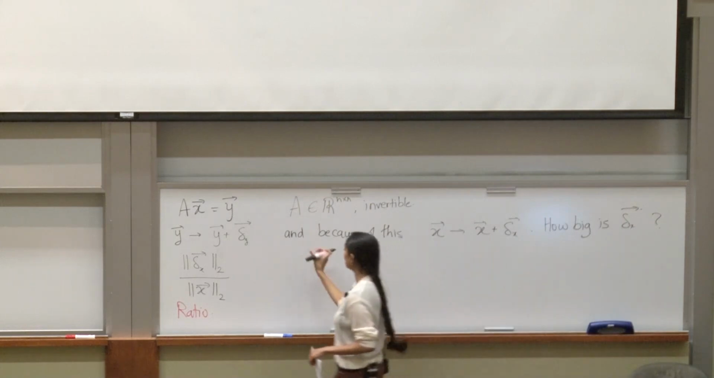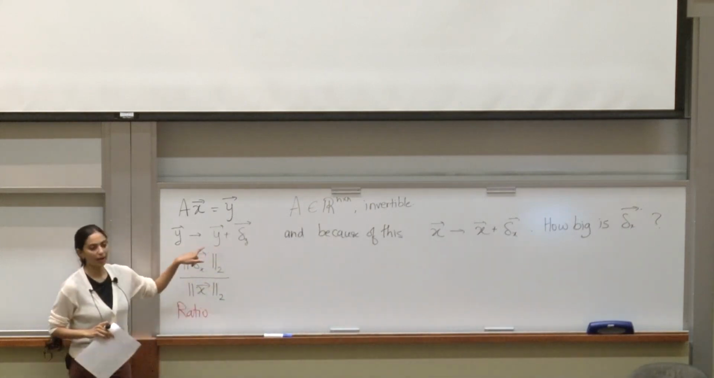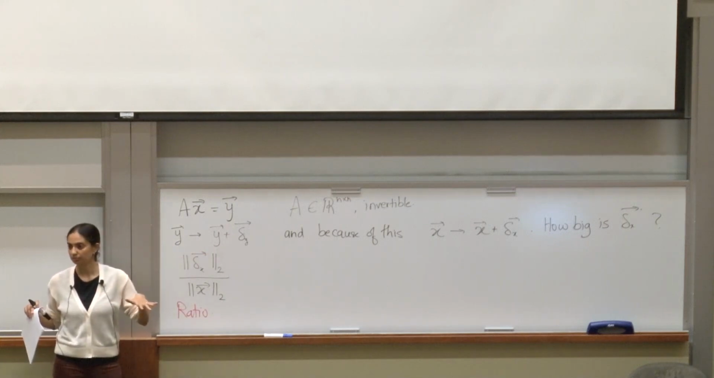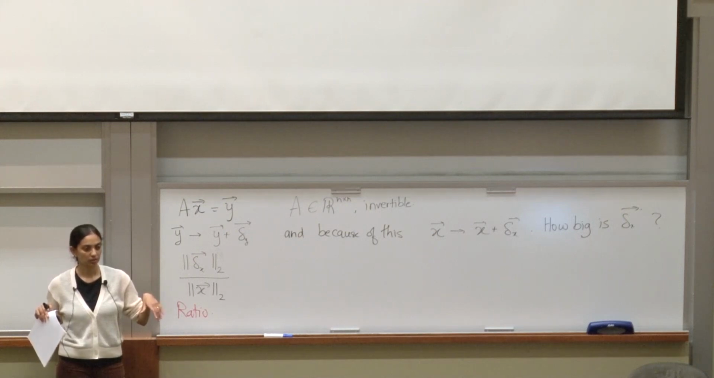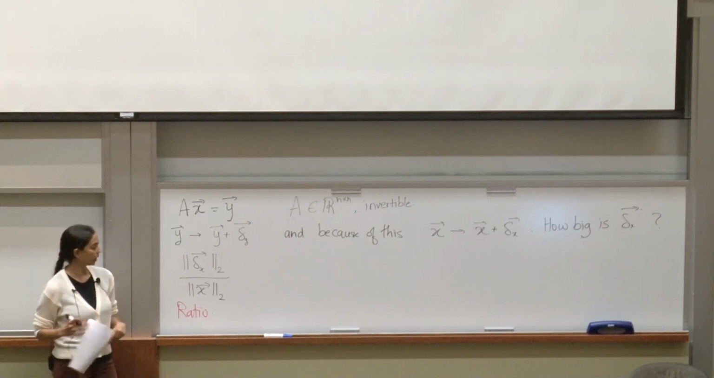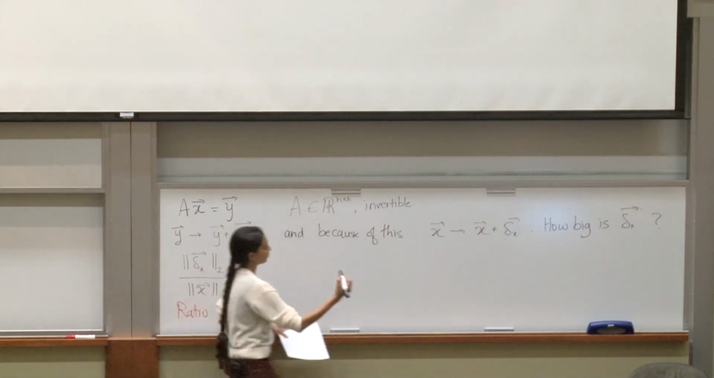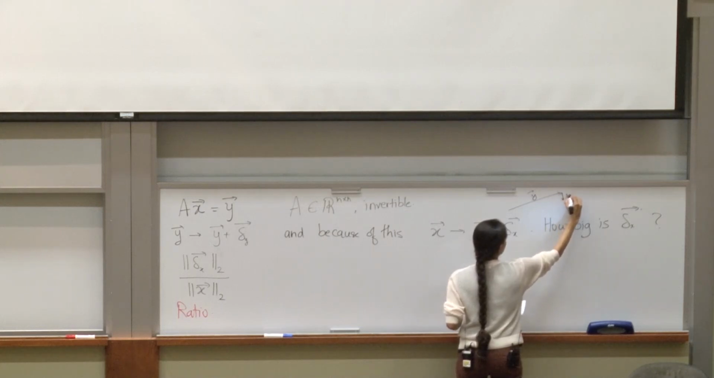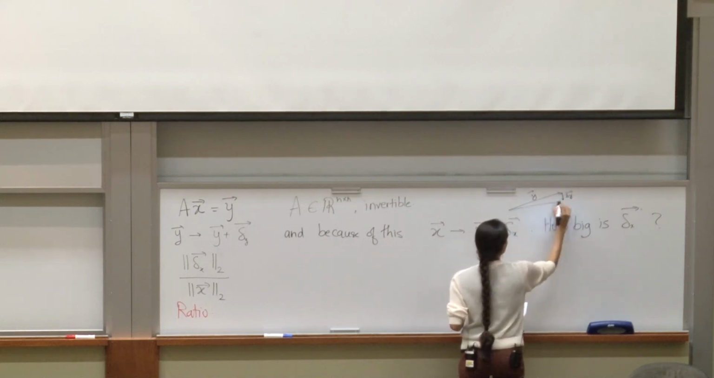Is this clear to everyone? Basically, x and y are both in Rn. Delta x, delta y are also vectors in Rn. Delta y is a small change in y. Think about it: if you had some y vector like this, and then there's some delta y, then this is your y plus delta y.